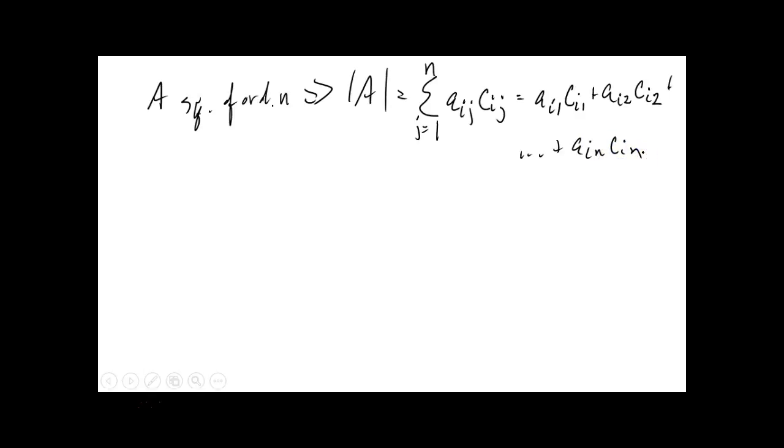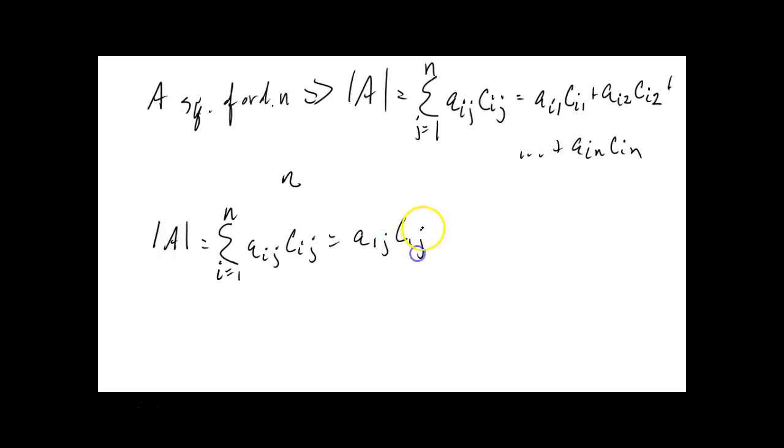Okay. Or the determinant of A can be, choose a column. Okay? Is equal to the sum from i equal 1 to n. Okay? Aij, Cij, which is A1j, C1j plus A2j, C2j plus dot dot dot all the way up to Anj Cnj.